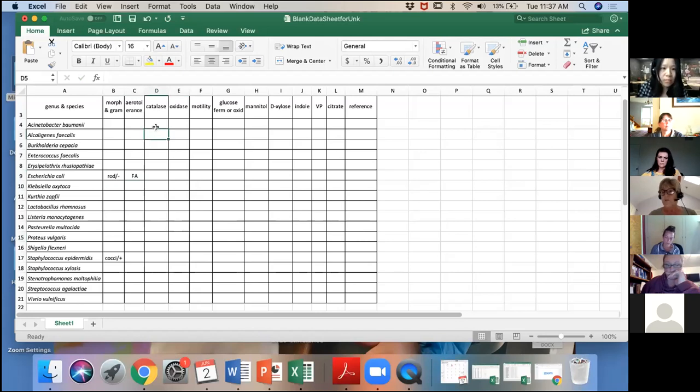Catalase is pos or neg. You're going to do a catalase in your lab. Oxidase is positive or negative. You're not going to do that in the lab, but I put the procedure in your lab so that you can interpret the slide pictures that we give you.